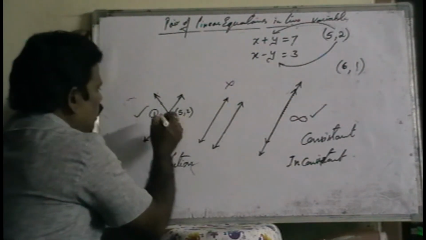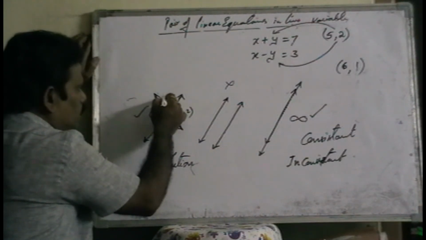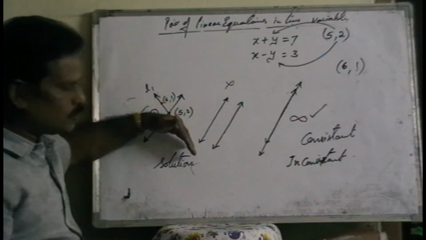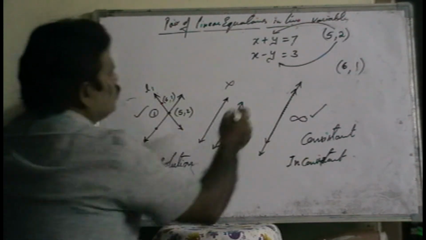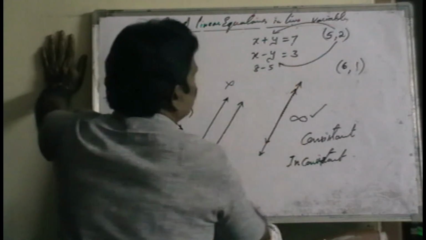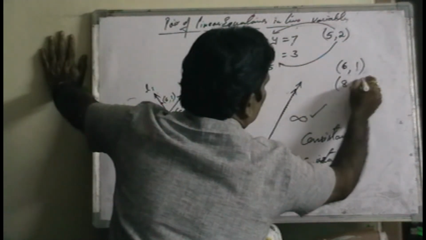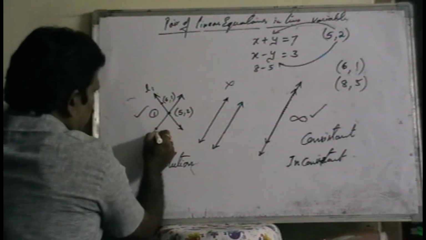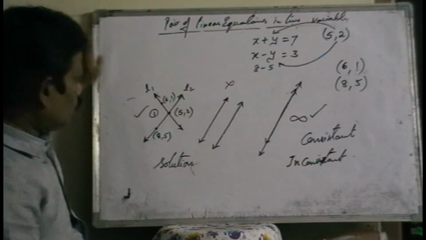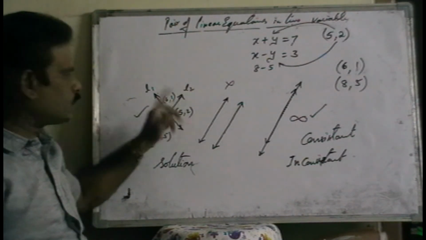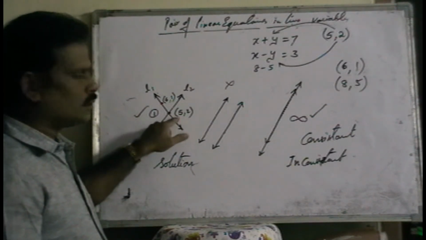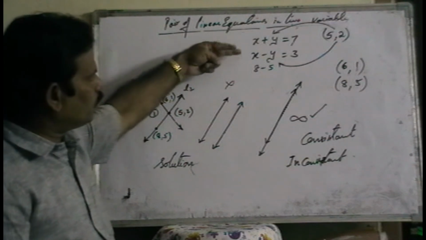That means 6 comma 1 is a point which is on this line, because it satisfies this line only. Right? Suppose 8 minus 5, how much? 3. 8 minus 5 is equal to 3 only. That means the point 8 comma 5 satisfies this line, L2, the second line. But only 5 comma 2 satisfies both the equations. Right? So this is called the solution, which satisfies both the equations.